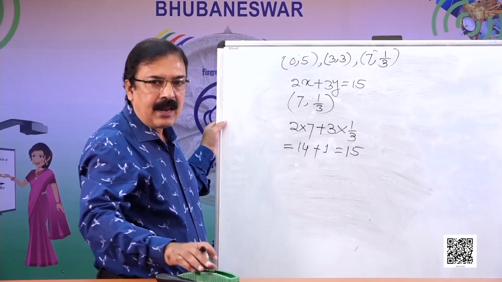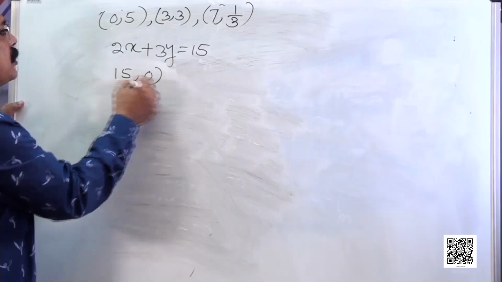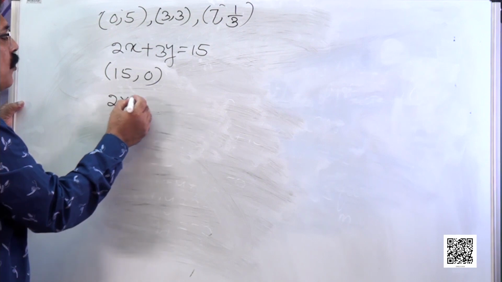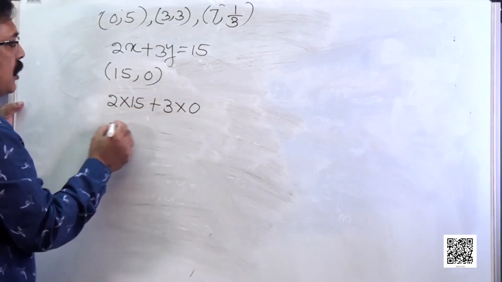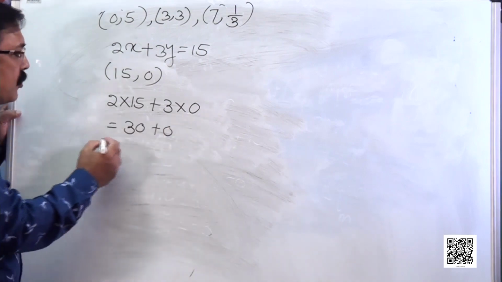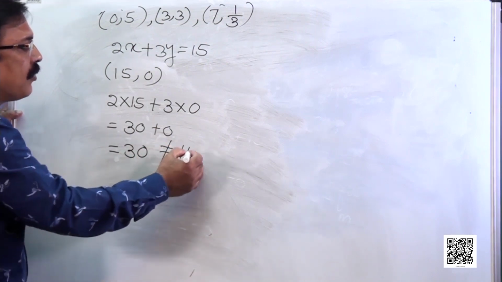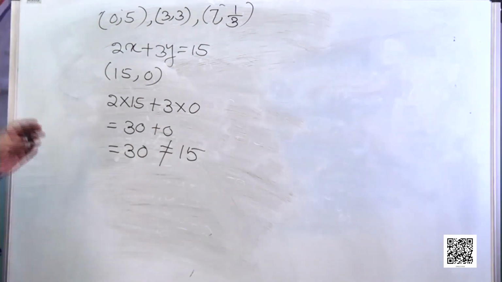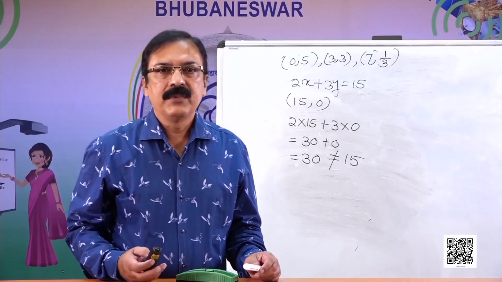And the last one is 15, 0. Let's try with 15 and 0. So 2 into 15 plus 3 into 0 gives 30 plus 0. So the result is 30, which is not equal to 15. So 15, 0 is not a solution of this equation.